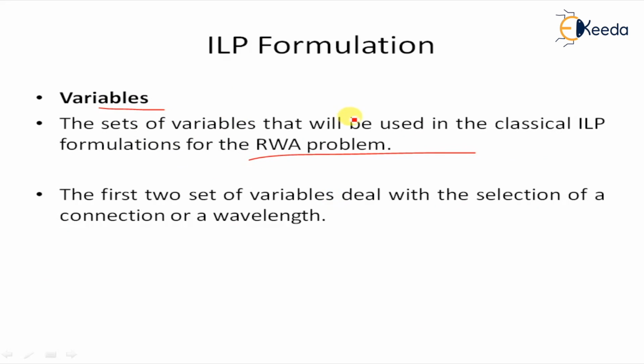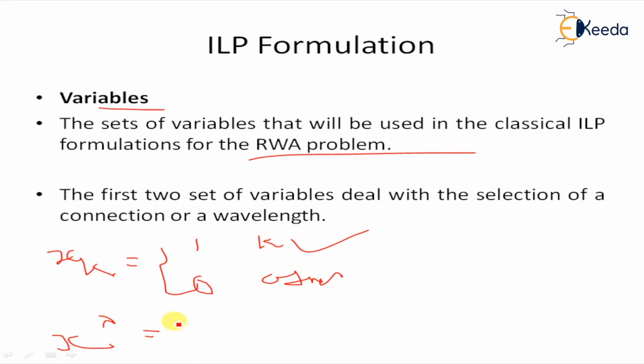Here we consider two sets of variables. First is x of k, which takes the two values 1 and 0: it is 1 if the particular connection k is accepted, otherwise the value is 0. The same holds for x raised to lambda: again the value is 1 or 0. If the wavelength lambda is used, the value is 1, otherwise the value is 0.